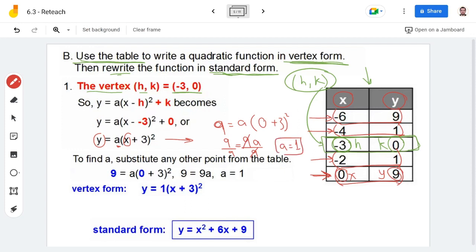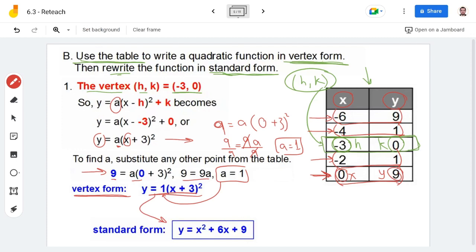That's what we did here if you look at this step. 9 equals a, 0 plus 3. So 9 equals 9a, we divide by 9, so a is equal to 1. After we find a is equal to 1, we replace it in the function, which was 1 here. Now this one is the vertex form. Now I need to convert from vertex to standard form. How can I convert it? Using the same way we learned in the previous slide.